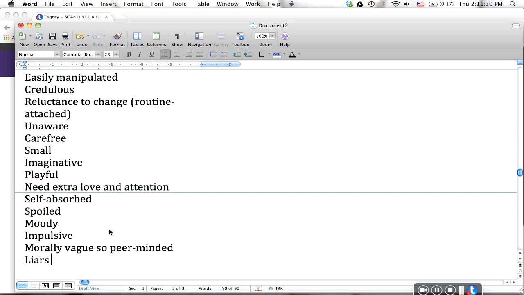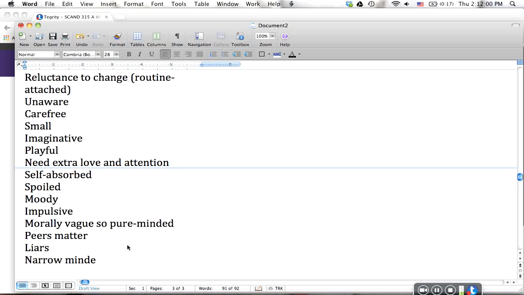Gabrielle? They lie a lot. Okay, they're liars, too. I should say pure-minded, not peer-minded? Oh, okay, I'm sorry. I'm going to add that then. Peers matter. You all remember that from your own days in junior high, right? Peers matter, don't they, when you're that young. Sarah, right. And also narrow-minded. They don't multitask; they analyze one thing and then the next. Okay, so there's a narrowness.